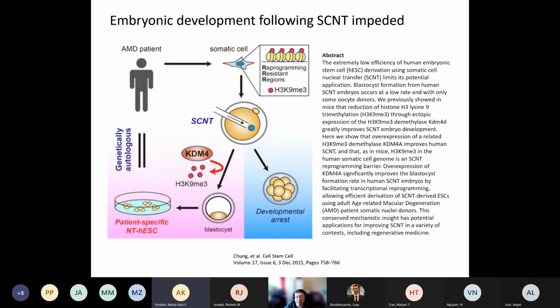So essentially, it doesn't necessarily matter where you get the nucleus from when you're doing somatic cell nuclear transfer, but what really matters is the oocyte more than anything else, and the quality of the oocyte. Is that what I understood? Yes.